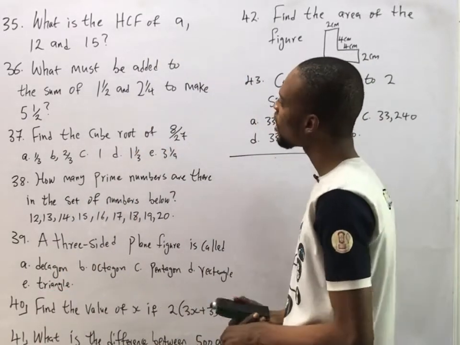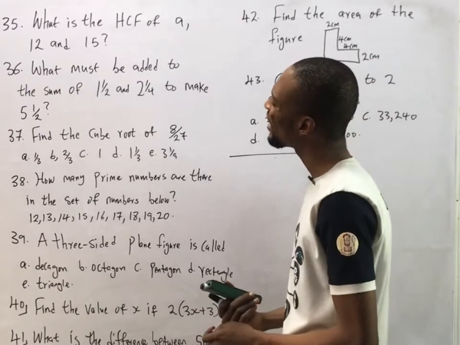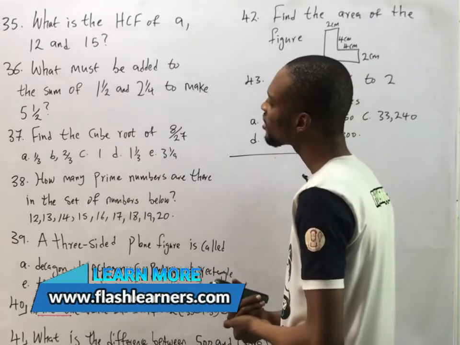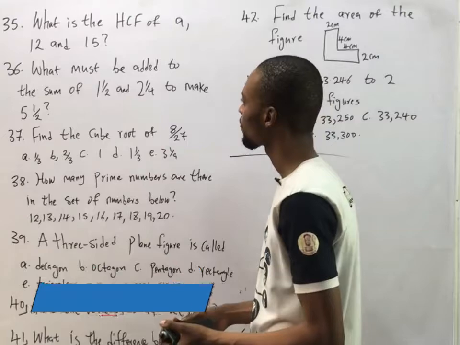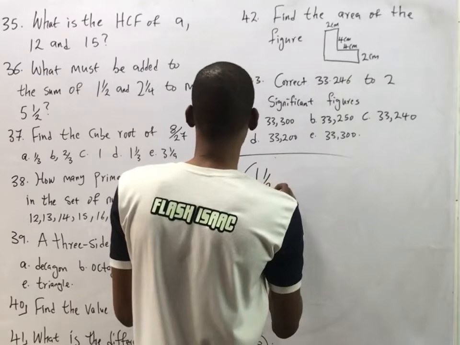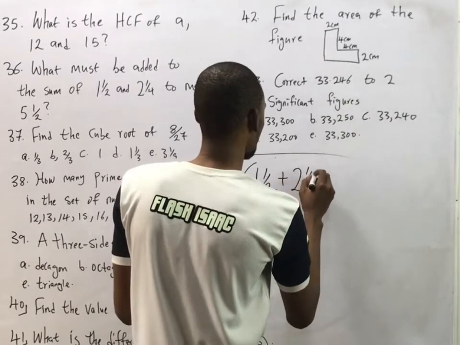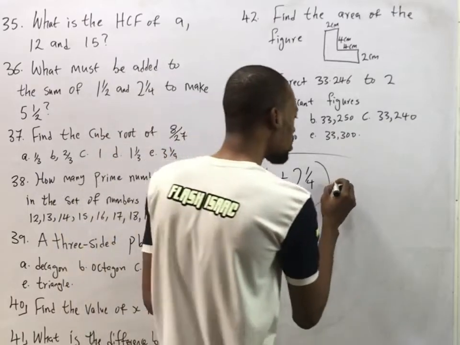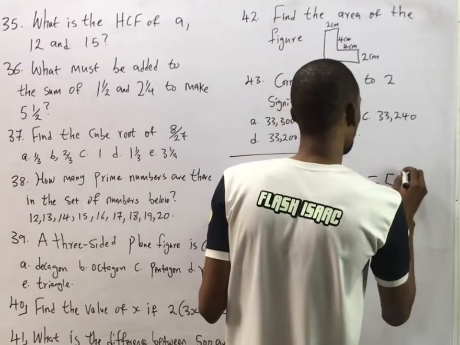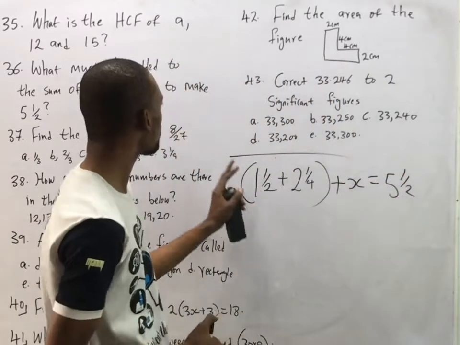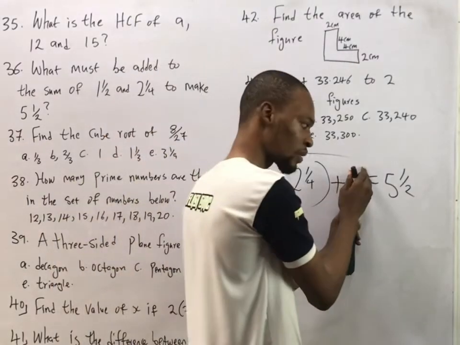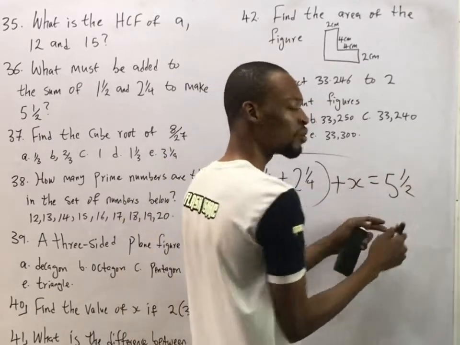36 says, what must be added to the sum of 1 whole number 1 over 2 and 2 whole number 1 over 4 to make 5 whole number 1 over 2? So it says the sum, that means 1 whole number 1 over 2 plus 2 1 over 4. This is the sum of this and this plus a particular number. Let's say S is equals 5 1 over 2. So the sum of this and this is this. What must be added? We don't know. But let's call it S. So adding this, we got 5 1 over 2.